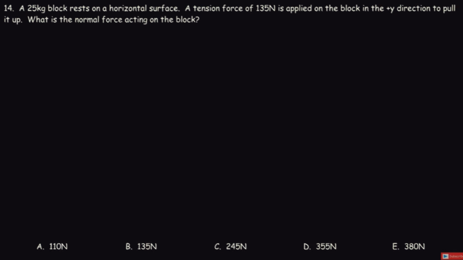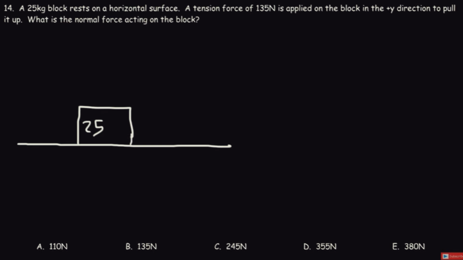Positive y direction. To pull it up, what is the normal force acting on a block? So let's draw a picture. Let's say this is the 25 kilogram block, and there is an upward tension force that acted on the block to lift it up. And that tension force is 135 newtons. Can we calculate the normal force?